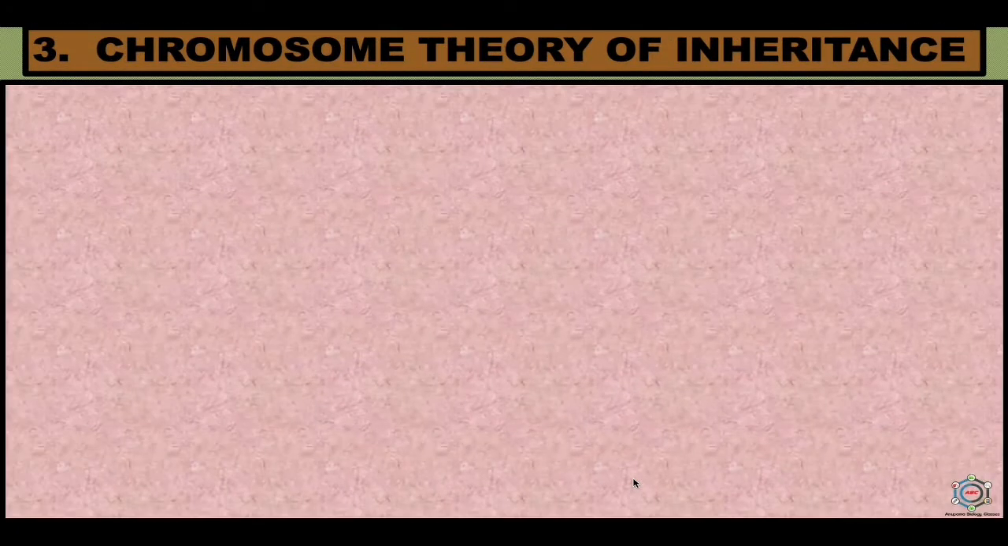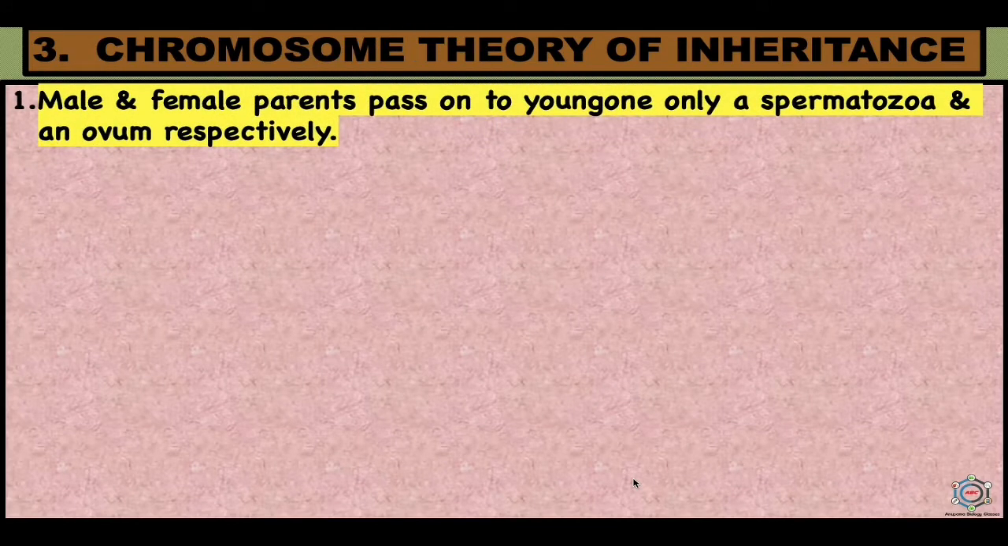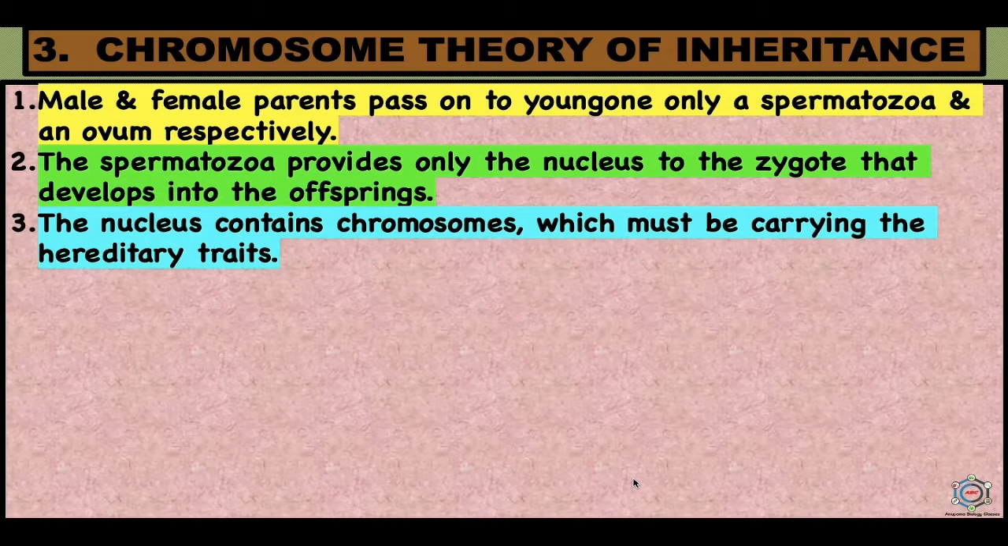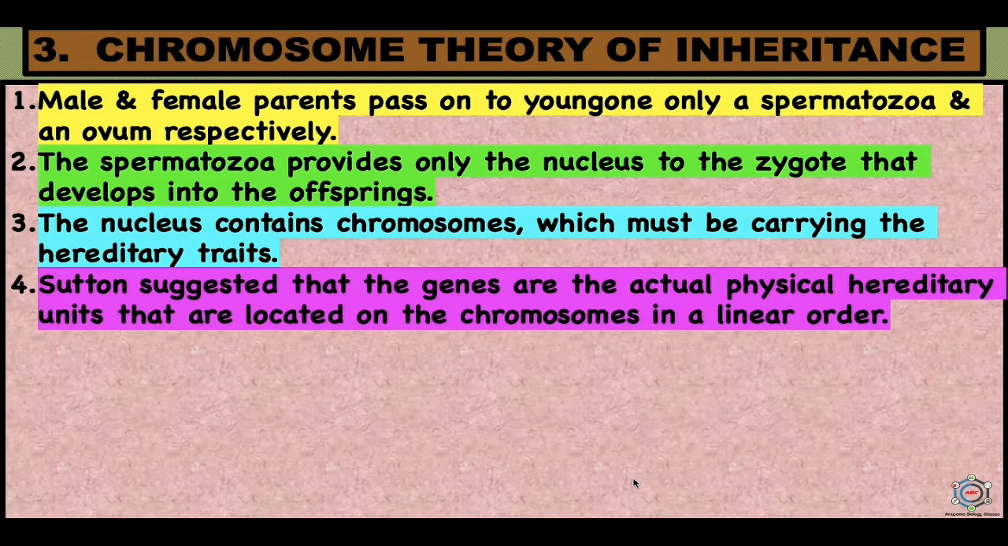Now, the chromosome theory of inheritance. Here, the first point is that the male and female parents pass on to the young one only a spermatozoon and an ovum respectively. So, both the sperm and ova carry all the hereditary information. The spermatozoon provides only the nucleus to the zygote that develops into the offspring. According to this, it shows that traits are present in the nucleus. The nucleus contains chromosomes which must be carrying the hereditary traits.